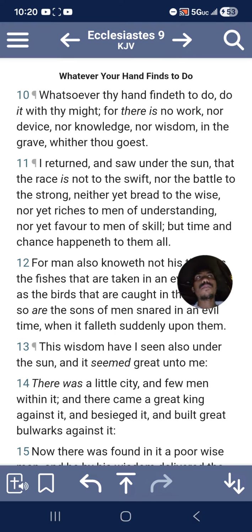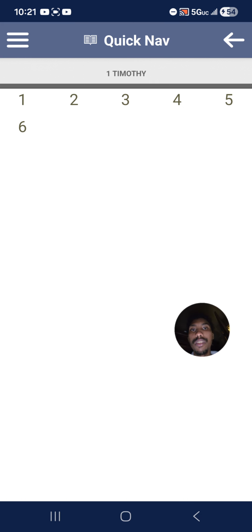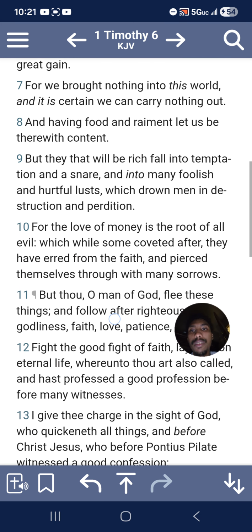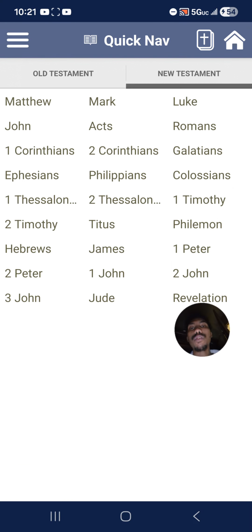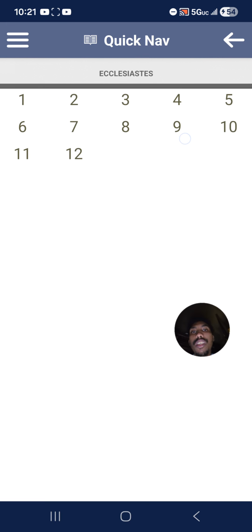So you can't take nothing with you, like it tells you in, I think, 1 Timothy 6:7. Let me double check that. 1 Timothy 6:7. Yep. For we brought nothing into this world, and it is certain we can carry nothing out. So we can't take nothing with us.